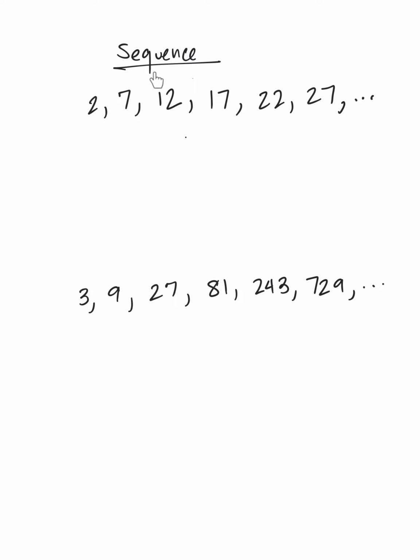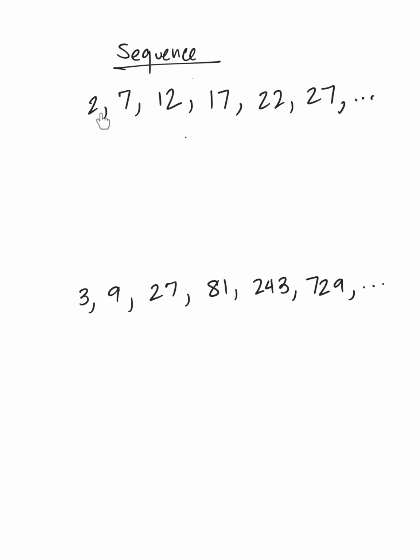Alright, so before we jump into our notes, I want to talk about what a sequence is. Now, a sequence is usually a list of things in order. It's in order from, in this case, least to greatest. And a sequence usually has a pattern that it follows to get from each term to each term.